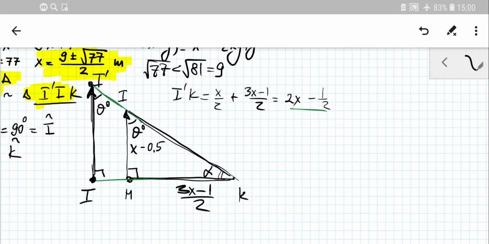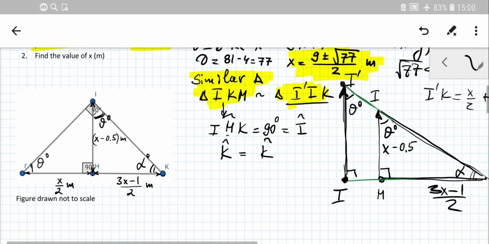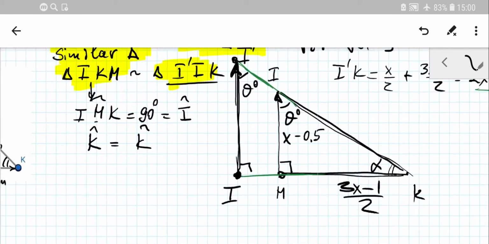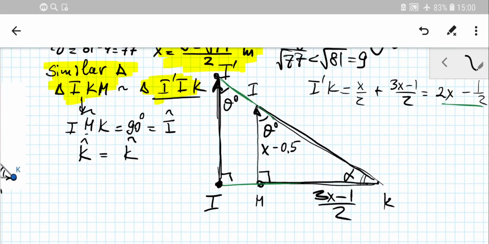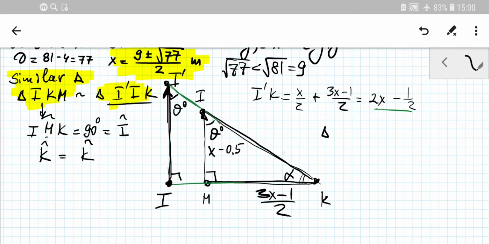So let me see. IK is the total length. IK is the total length. And this is here, right? This here. However, IK is also there. So what can we figure out? We can figure out using Pythagoras. So let's consider triangle IKH.